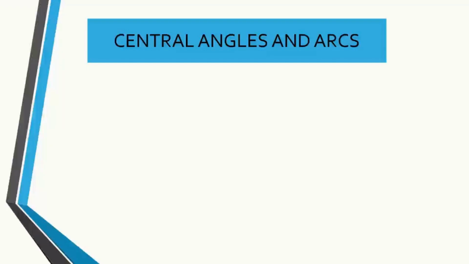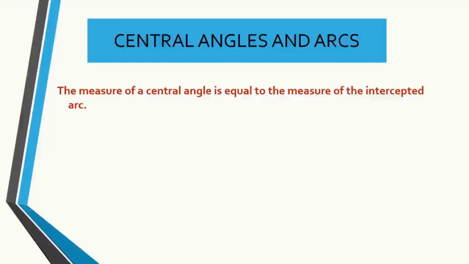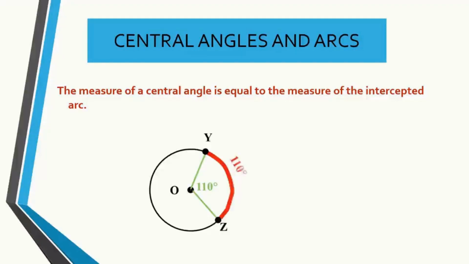Now, central angles and arcs. Sabi nga kanina, the measure of a central angle is equal to the measure of the intercepted arc. So, if that will be a circle O, then ang angle YOZ, yan yung ating central angle. And then, etong nakapula, that is the intercepted arc. So meaning, ang measure ni angle YOZ, that is a central angle, the measure is 110 degrees. And arc YZ, yung pula, is also 110 degrees.